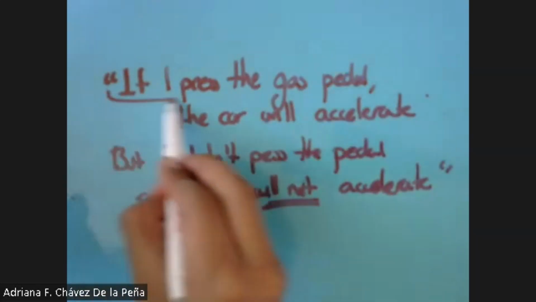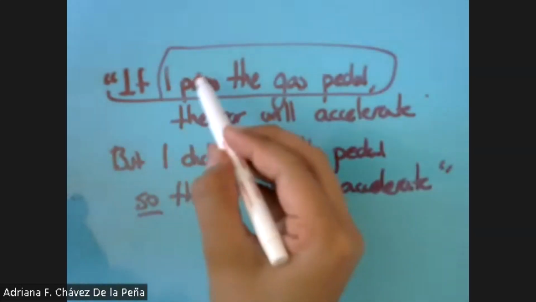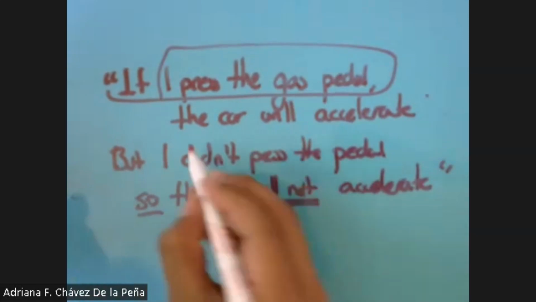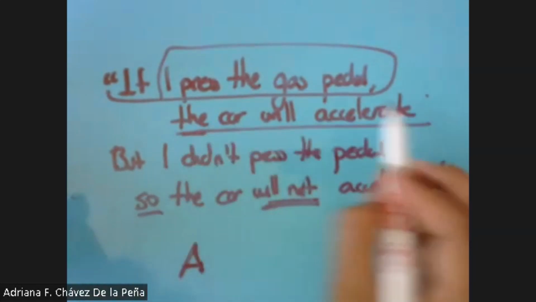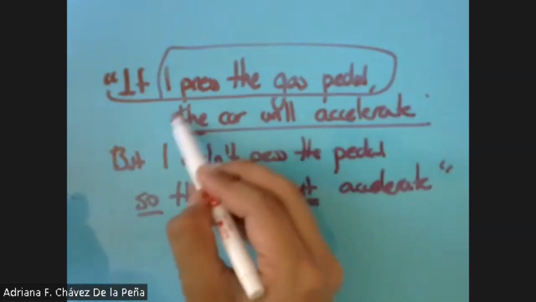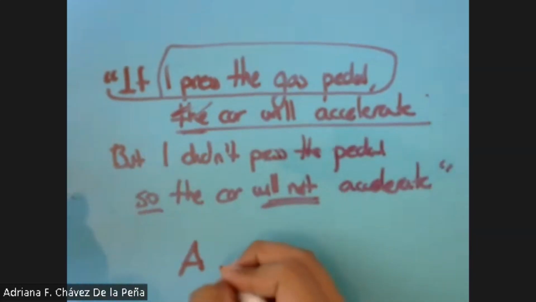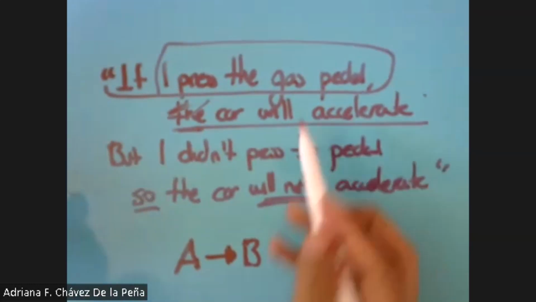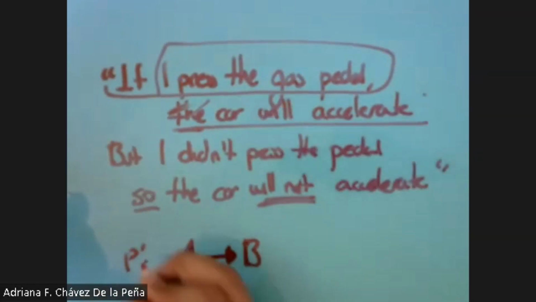So we have if this happens. Notice here how I am ignoring the content. If this happens, so I have if A, then the car will accelerate. So I have here an if, then this happens. Regardless of whatever the content is, this could be abstracted as A, then B. So we have here this first premise.